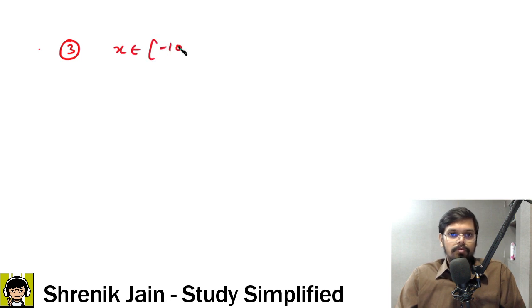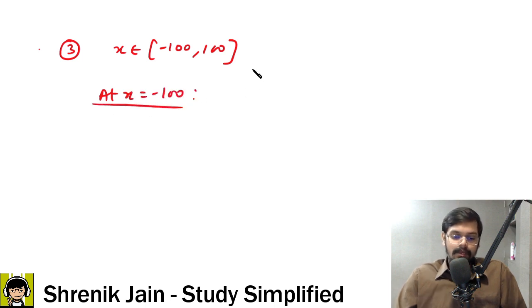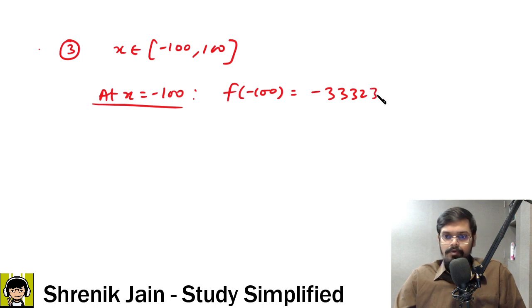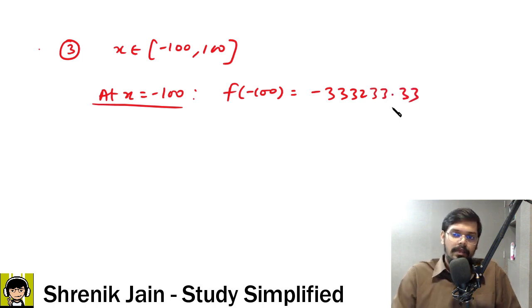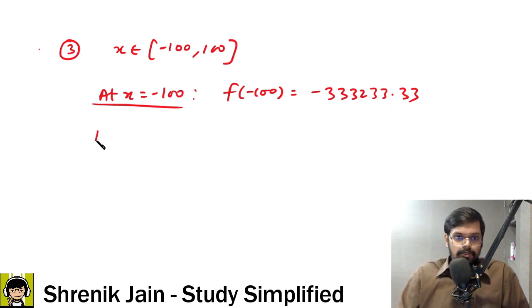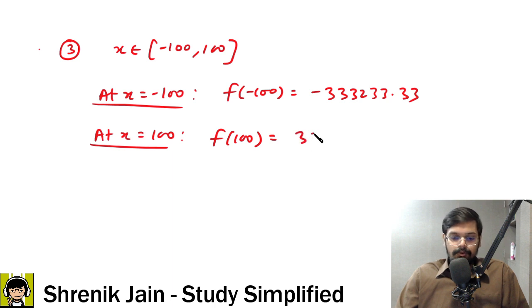So x belongs to [−100, 100]. Therefore, if you take x equal to −100, the function value comes out to be −333233.33, if I am not wrong. Please check it out. Am I writing it correctly, or am I making any mistake? And if I substitute x equal to 100, what I am getting is 333233.33.